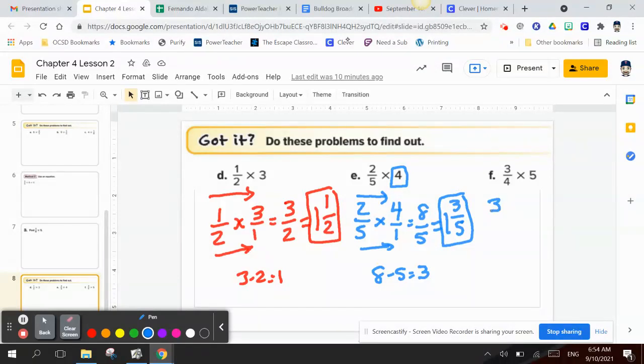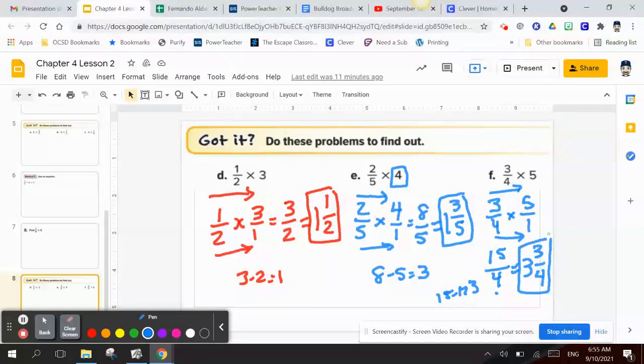So 3/4 times 5. 5 as a fraction is 5 over 1. 3 times 5 is 15. 4 times 1 is 4. 4 goes into 15 3 times, which is 12. 15 minus 12 is 3. So you get 3 3/4. Denominator is 4. That would be 4.